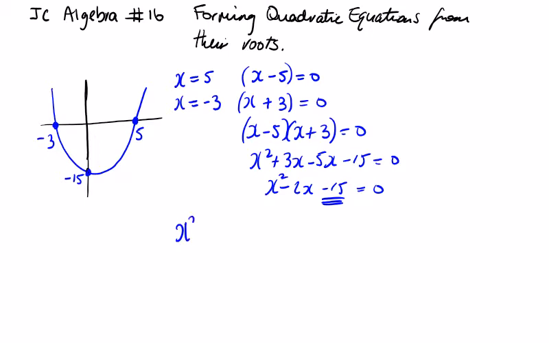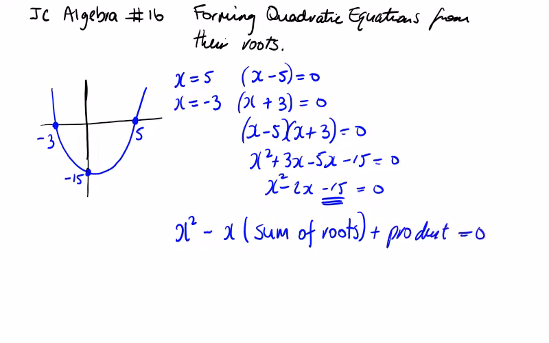All quadratic equations are in the form x squared minus x times the sum of the roots plus the product of the roots. And this is something that you will need going forward as we get into more difficult levels of algebra. So let's have a look at the sum here. We have 5 and minus 3. Add them together and we're going to get 2. Multiply them, we get minus 15. So the product and the sum.